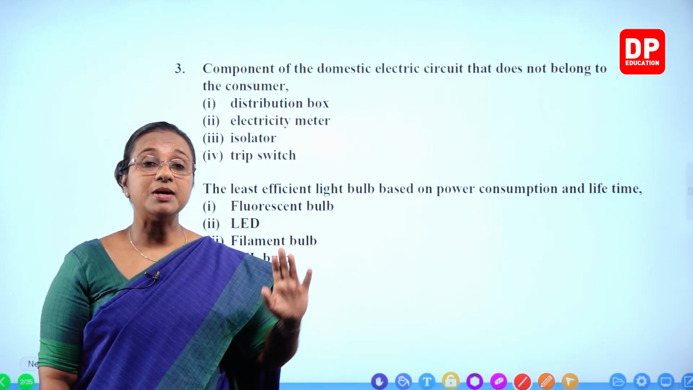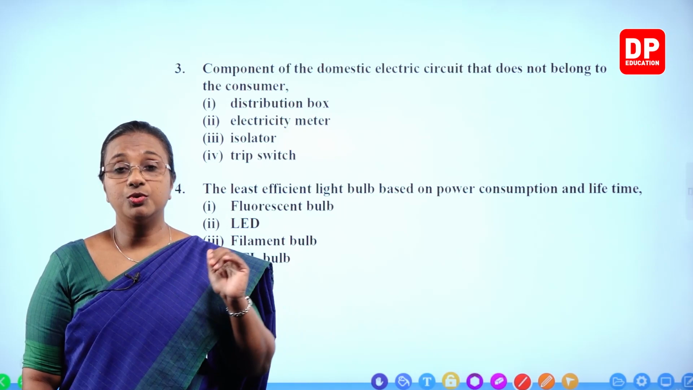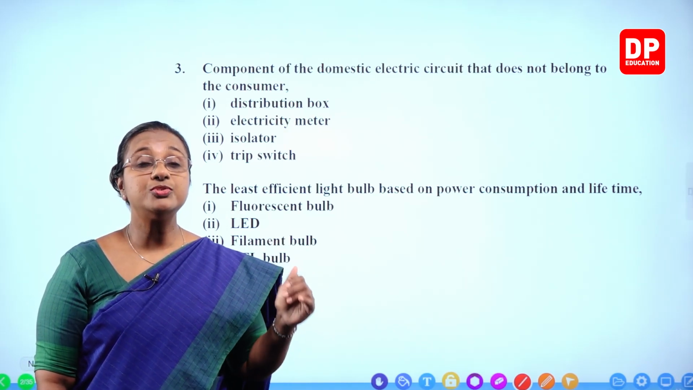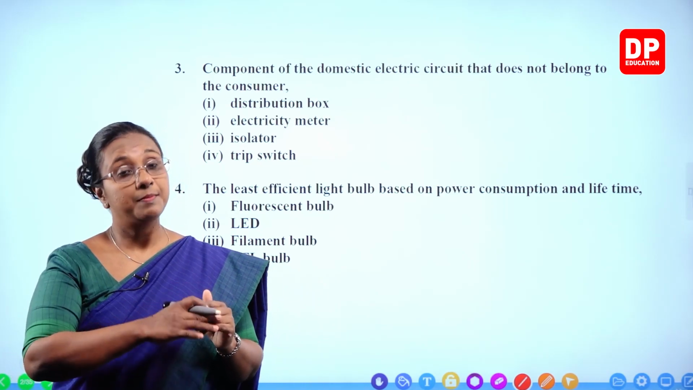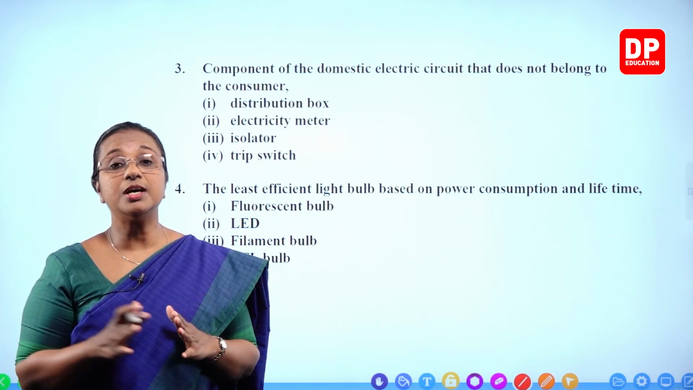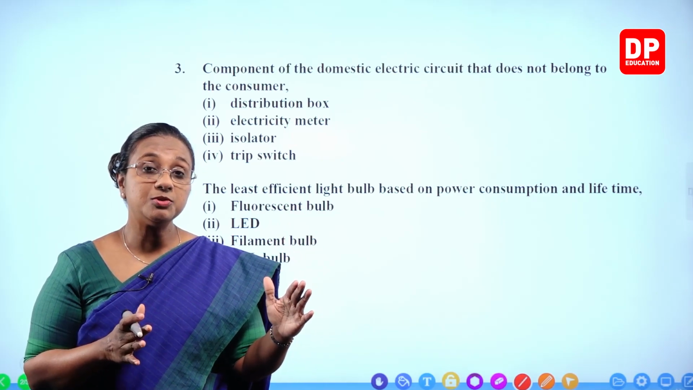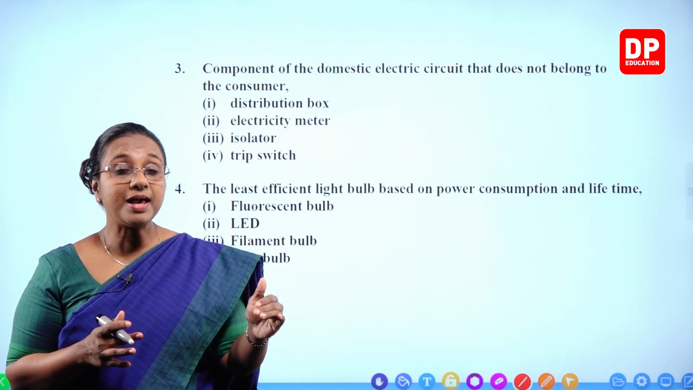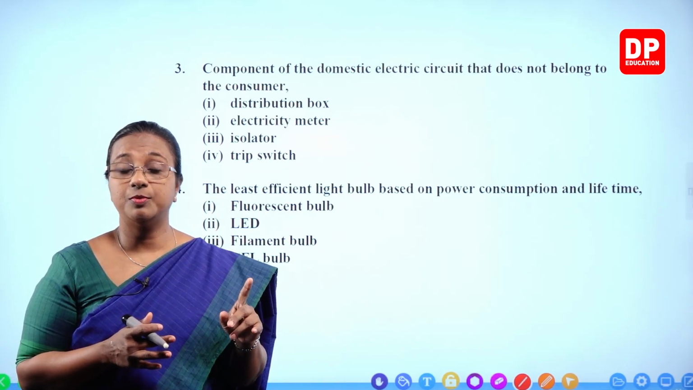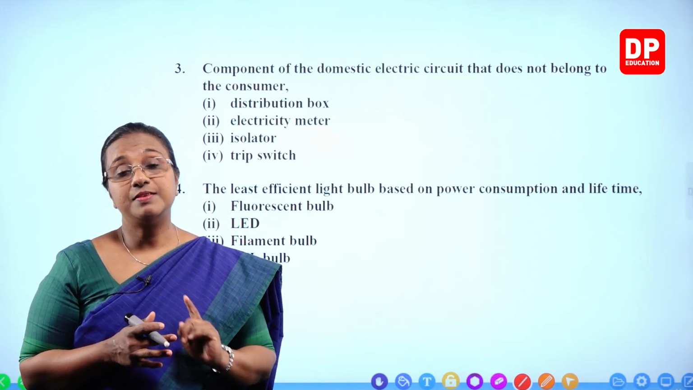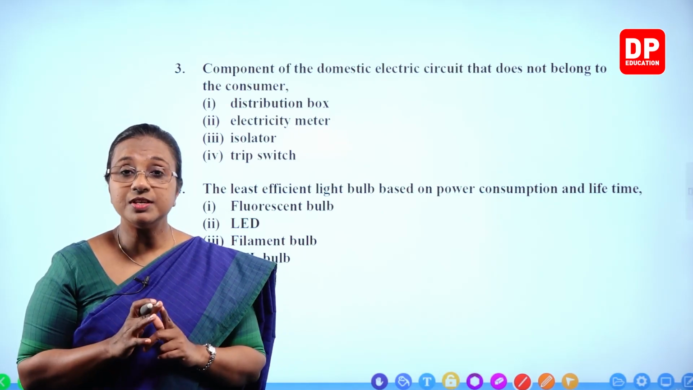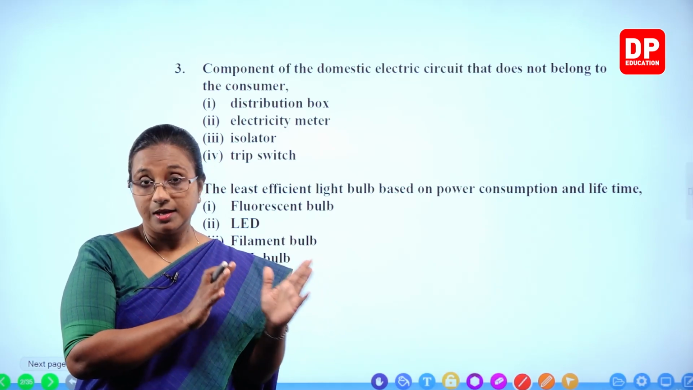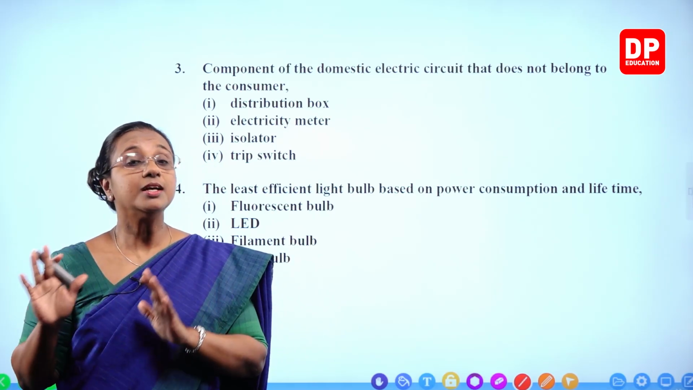Now, you all can remember from the national grid, power goes to the distribution sub-centers. From there, using the distribution wire, electricity is supplied to the household. From the distribution wire, you have the supply cable. Supply cable is connected to the first component, that is the service fuse. The service fuse is a component that actually belongs to the distributor, not the consumer.